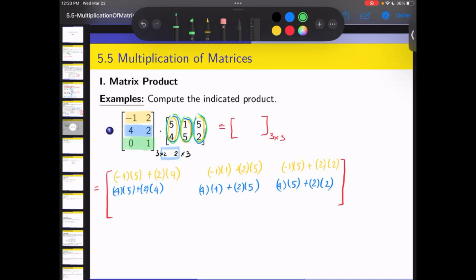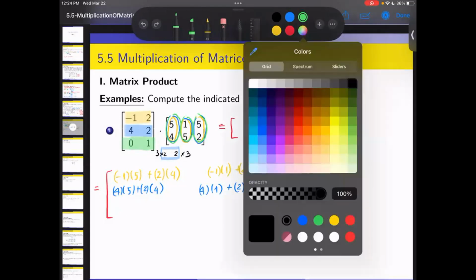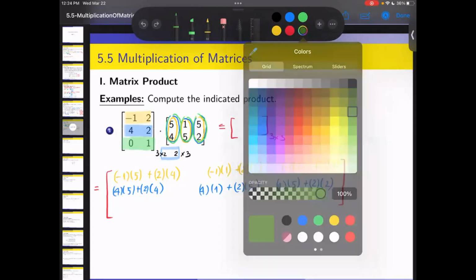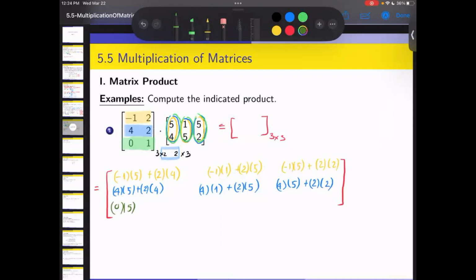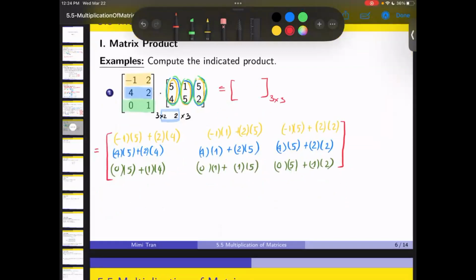Two. So you wrote 3. Zero times 5. So first row, first column. 0 times 5 plus 1 times 4. 0 times 1 plus 1 times 5. 0 times 5 plus 1 times 2. Now you clean it up.